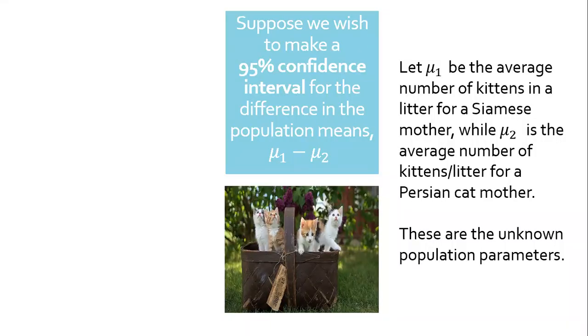Suppose we desire, based off of those sample findings, to make a 95% confidence interval for the difference in population means, mu1 minus mu2, where we'll let mu1 be the average number of kittens in a litter for a Siamese mother, and mu2 will be the average number of kittens in a litter for a Persian cat mother. Those are unknown population parameters, and we'd like to form a confidence interval for the difference in those two values. Well, to do that, we must, of course, take some data.